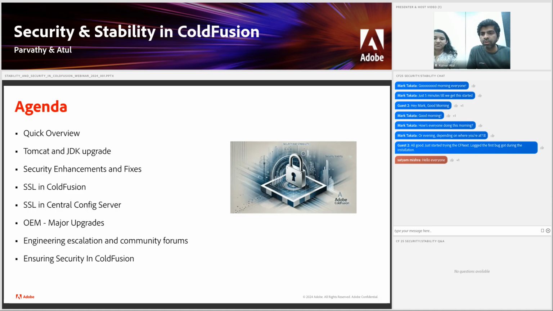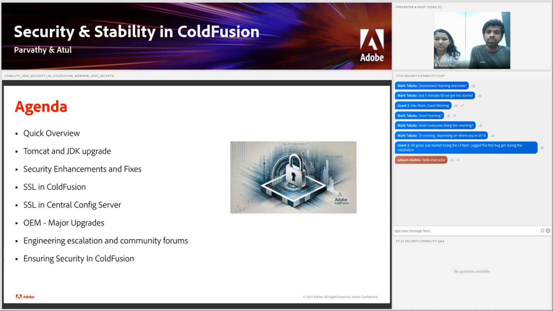We'll quickly set up the agenda of this meeting. Basically, we'll go ahead with a quick overview of what this session is going to be all about. Then we go with the most important upgrades that we have done so far in this ColdFusion beta release, which is Tomcat and JDK. Then we also go through some of the security enhancements that we pick from PCERT and what are the fixes that we went with in this release. We also talk about SSL in ColdFusion and SSL in Central Config Server, how this enhances security for communication across.